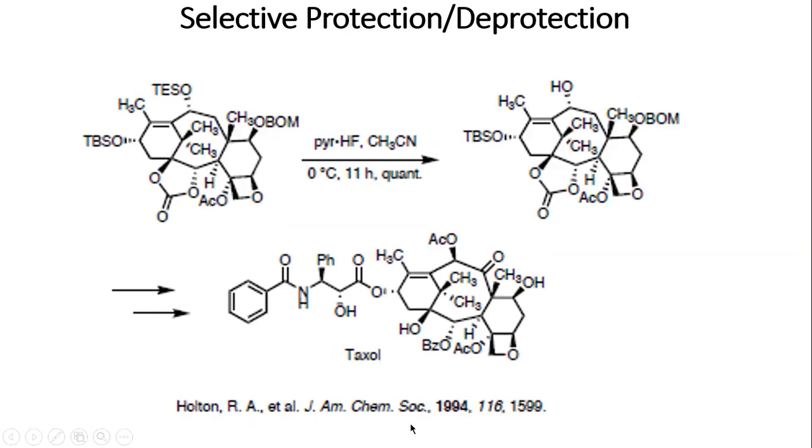This is by Holton, in 1994 in JACS, right? And so this is a selective deprotection, right? All of what this backbone is, this is the backbone for Taxol, which is an anti-cancer drug, and it's been a hot commodity for total synthesis for synthetic organic chemists for decades, right?